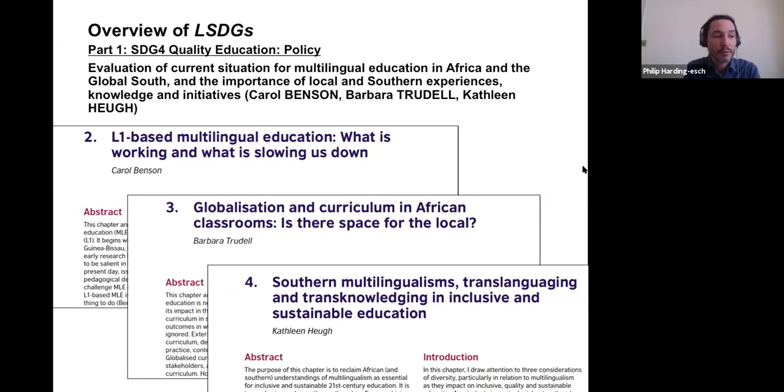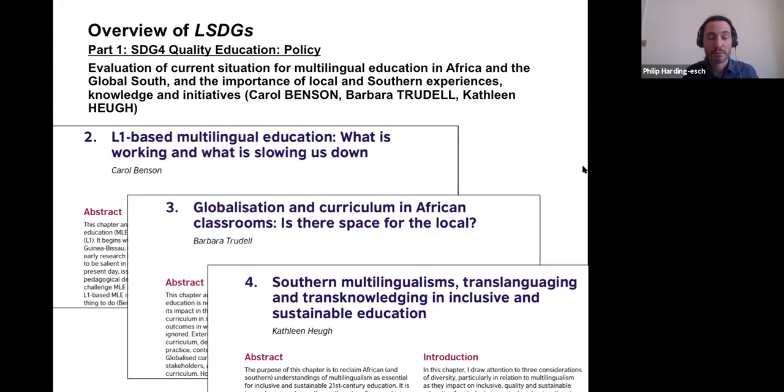So for example, Carol Benson gives an overview of what's working and what's not working so well, with a really good analysis of research, policy, practice as well, and evolutions in terminology. She reminds us as well usefully that there are concepts out there that do not exist in the Anglophone sphere, but which are out there nonetheless.